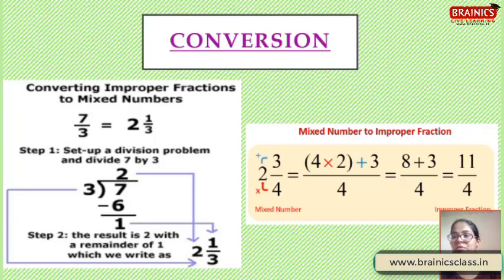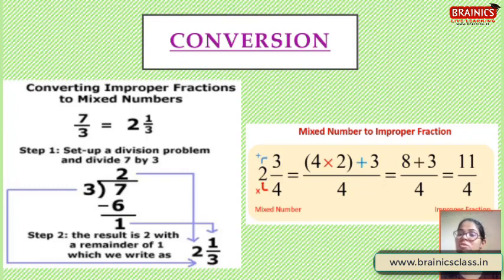We are going to divide. How? Numerator will be our dividend and denominator will be our divisor. So 7 divided by 3. We will start the table of 3. 3 ones are 3 and 3 twos are 6. So the quotient will be 2 and 6. So 7 minus 6, our remainder will be 1.